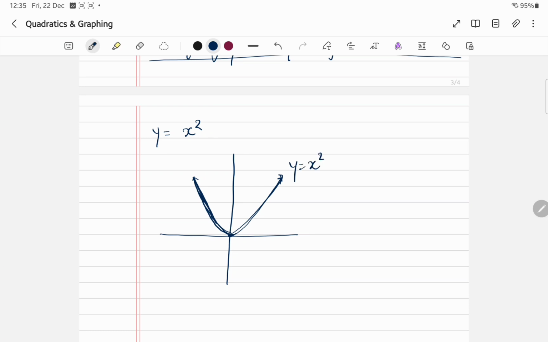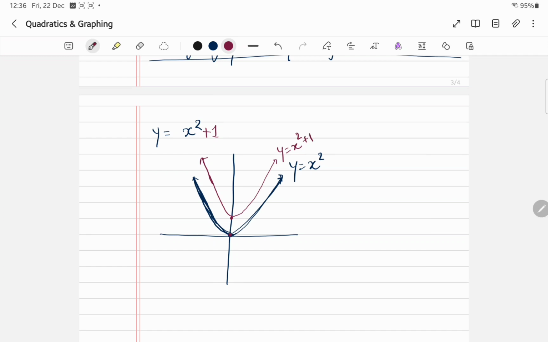Now, what happens if I add 1 to it? If I do plus 1 here, plus 1 means it is moving up or down. Plus 1 means it moves up. So this vertex, this maximum or minimum point, in this case moves 1 up. The parabola exactly remains the same. Nothing changes in the parabola. It's just moved up 1. So that is y equals x squared plus 1.